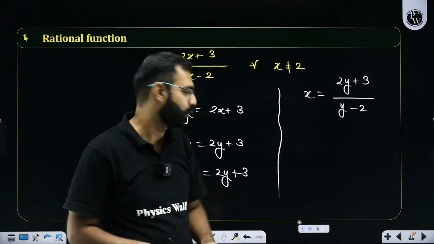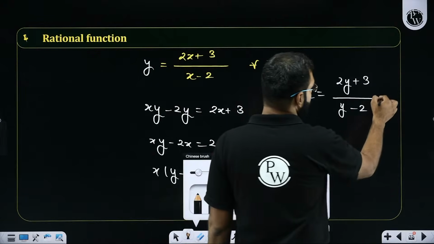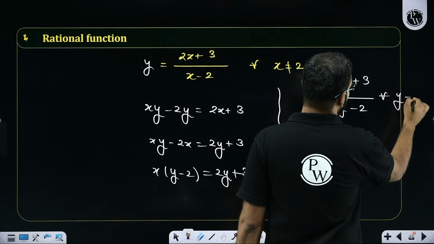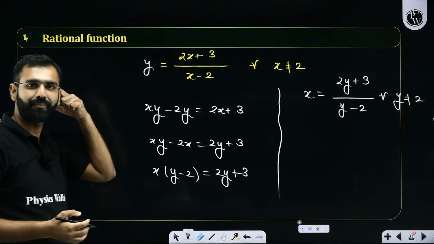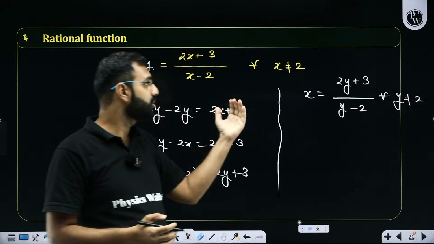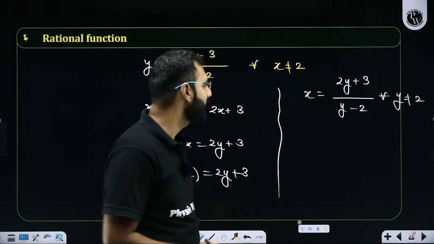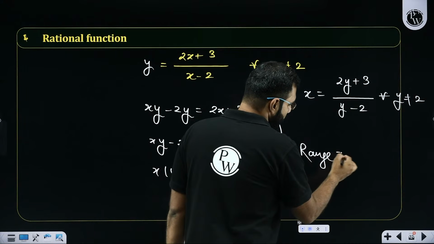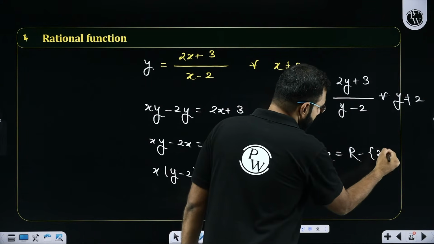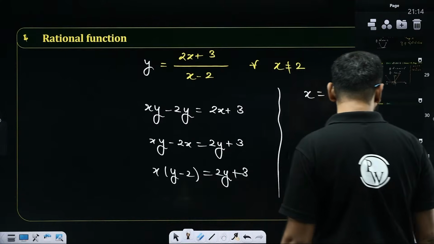y cannot be 2. Why? Because y minus 2 is in the denominator, and there I'll say y cannot be 2. And what was y technically? y was f of x, yes or no? So if y was originally f of x, I think my job is done. I'll say, sir, its range is also going to be all the real numbers except 2.